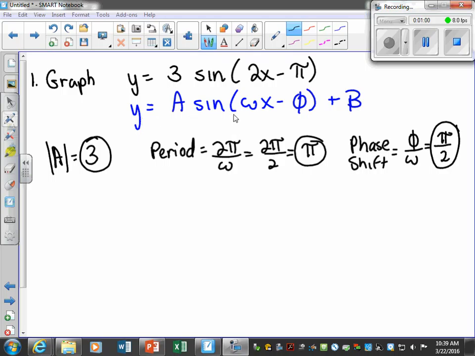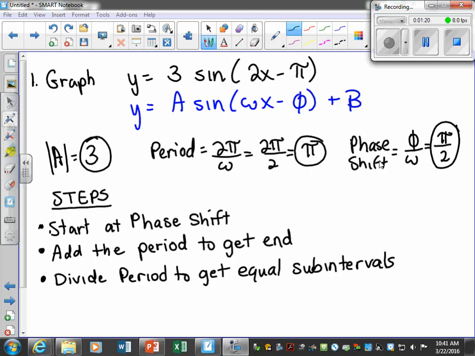Okay, good. So I put the formula underneath it just so we can see there is no horizontal shift going on here because we don't have that beta value, but the rest of it we can determine. So our amplitude is 3, our period ends up being pi, and our phase shift is shifted pi halves units.